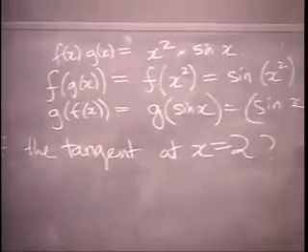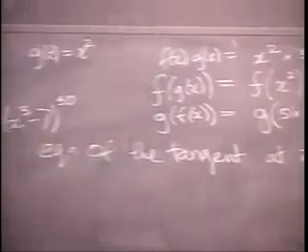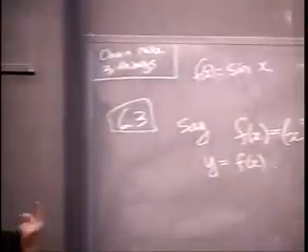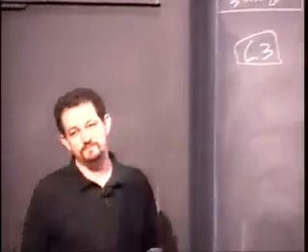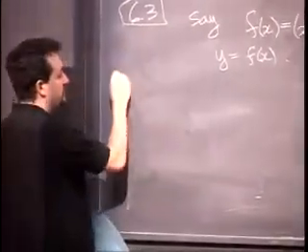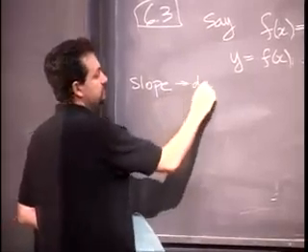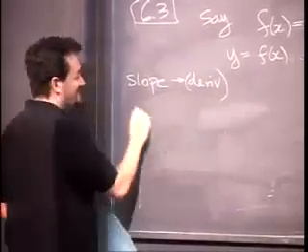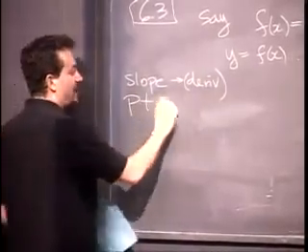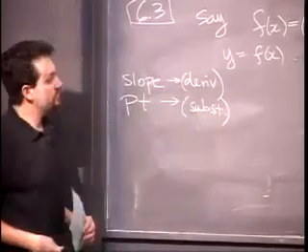Okay, how do you find the equation of a line? There's two things you need to know. You need to know its slope and you need to know a point that it goes through. Okay, just don't forget this. For these problems, you need a slope, which is a derivative, and you need a point, which is actually just a straight substitution. So let's do these things one at a time.